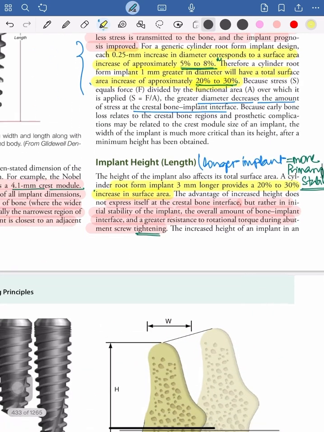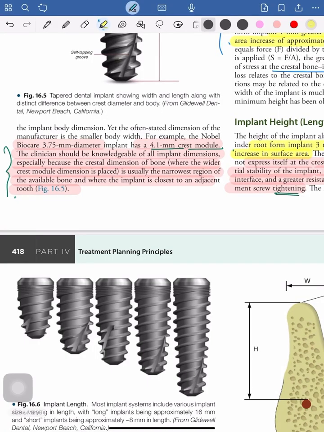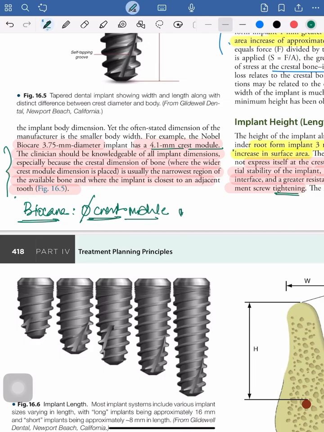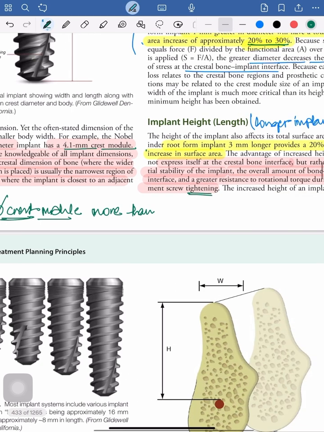Now, there's one thing I would again want to discuss. The implant diameter could vary with various systems. For example, in Nobel Biocare, the diameter at the crest module is slightly more than the actual diameter.